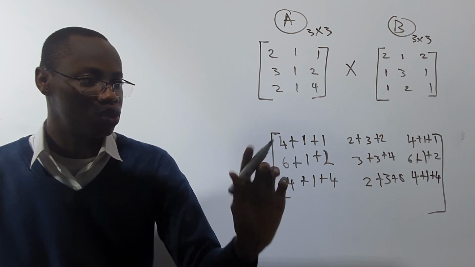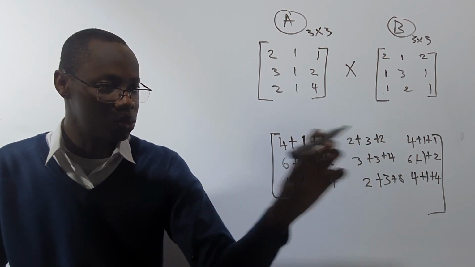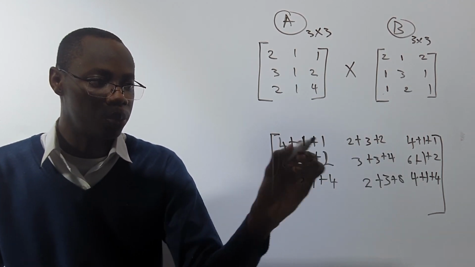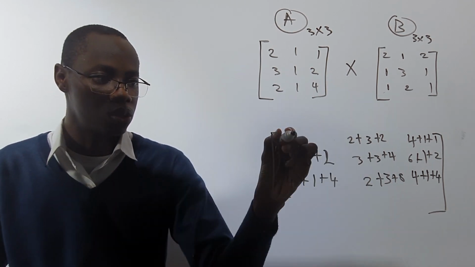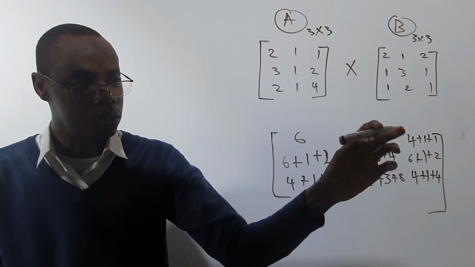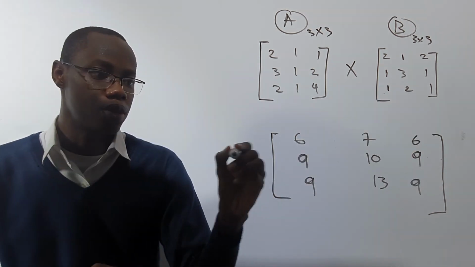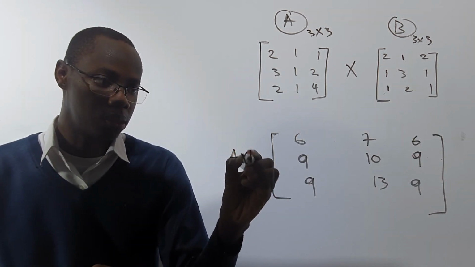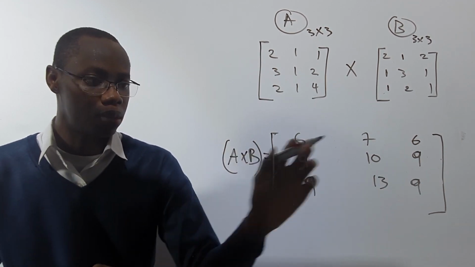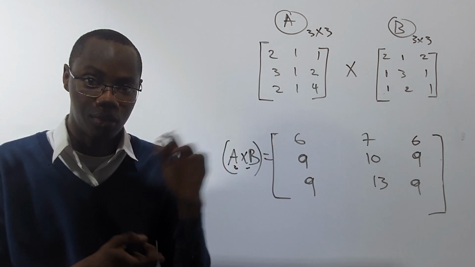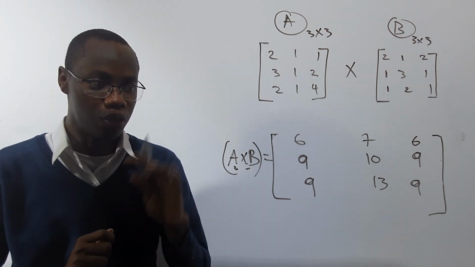So now all we need to do is add all the elements together. So 4 plus 1 plus 1 will be 6, and like that, like that, like that. So here will be 6, and then all we need to do is add the rest like that. So A times B is this. Don't forget, A times B is not the same thing as the reverse, B times A. So don't forget that rule.